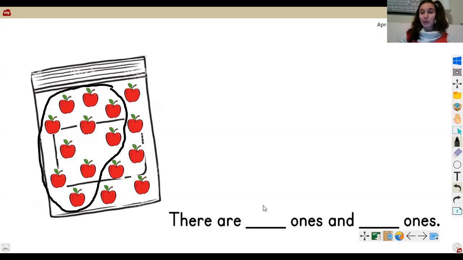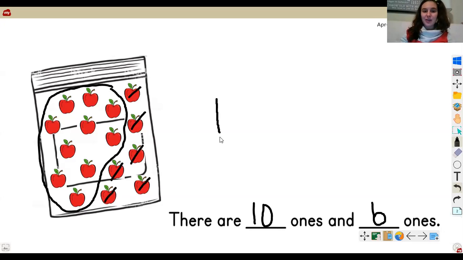So in my circle, remember, we grouped together 10 apples. So I know that there are 10 ones and 6 ones because I had 6 apples left over. Now, remember, scholars, you guys can go ahead and quickly count your work by tens. So I have one group of 10, so I can start at 10. So 10, 11, 12, 13, 14, 15, 16.